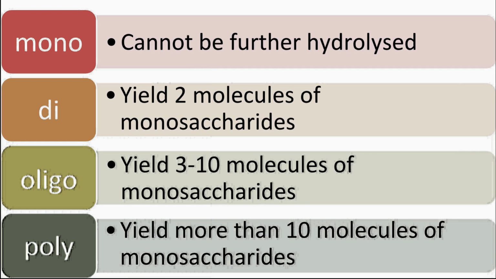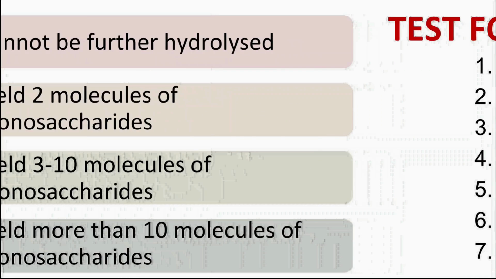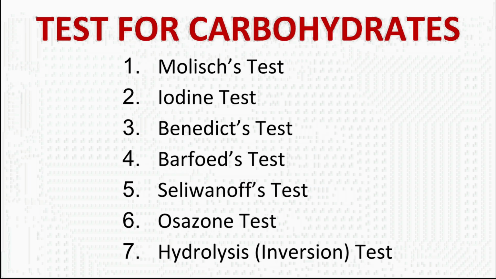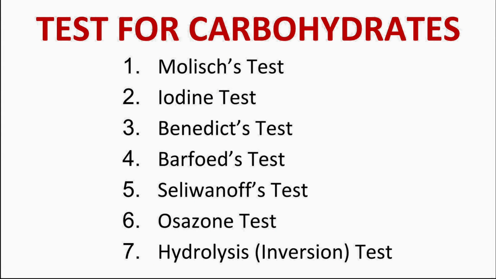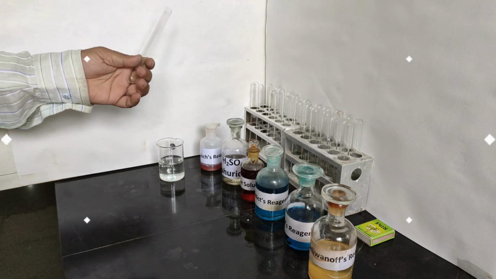Going ahead, which are the tests that can be done to identify different types of carbohydrates? These are the tests: Molisch test, Iodine test, Benedict test, Barfoed test, Seliwanoff test, Osazone test, and hydrolysis, or in other words, inversion test. So let's check what the requirements of today's practical are.